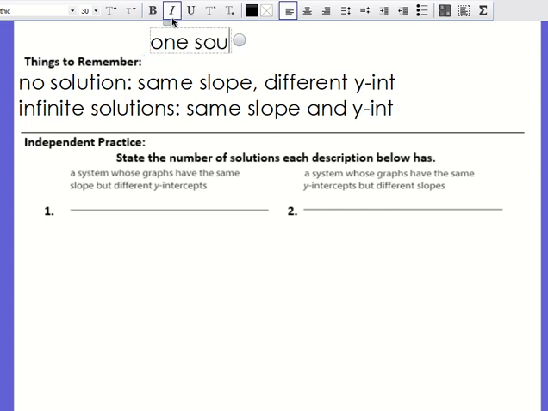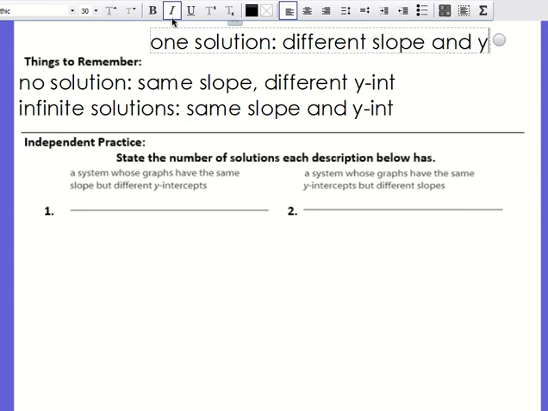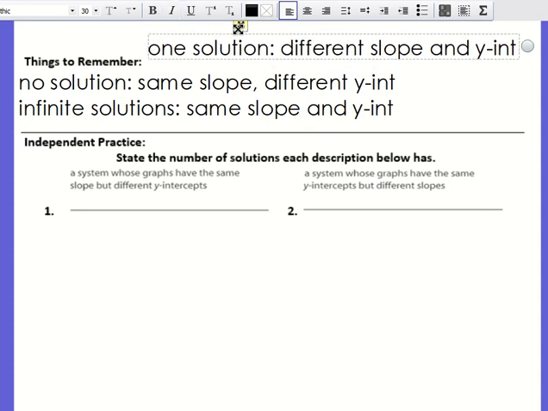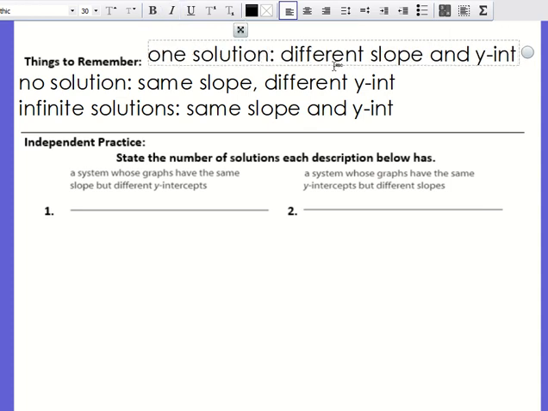One solution, different slope, and y-intercept, meaning they're both different. So one solution is different, different. No solution is same, different, and infinite solutions is same, same.